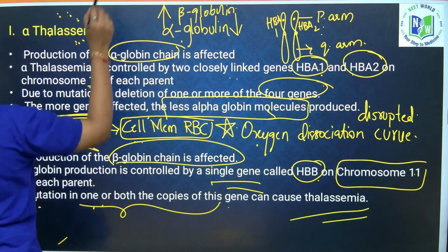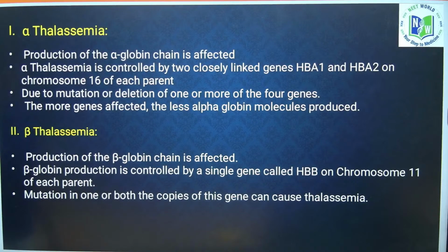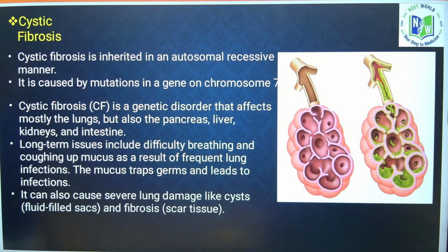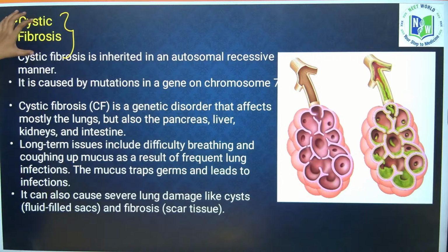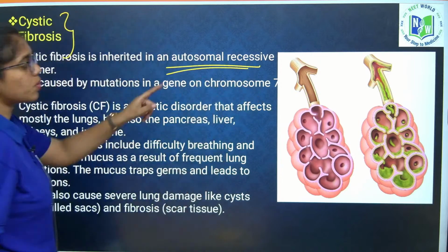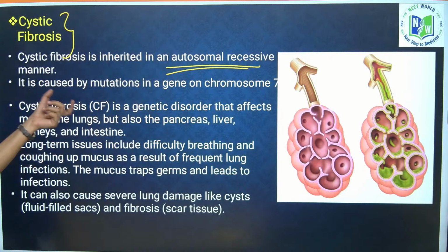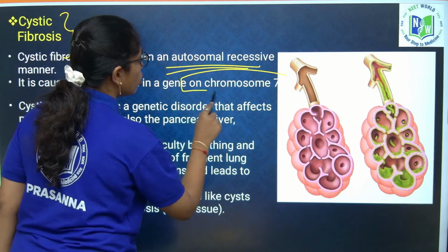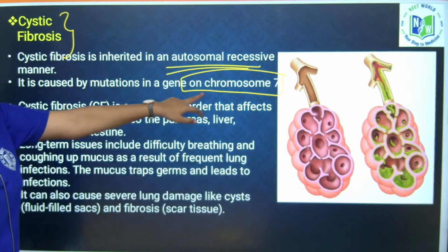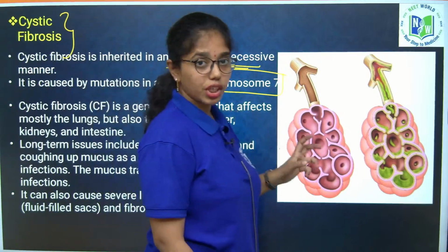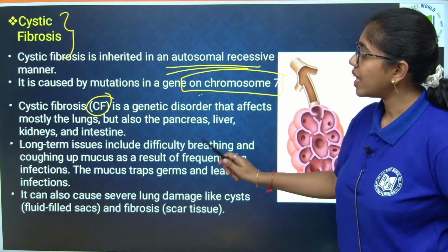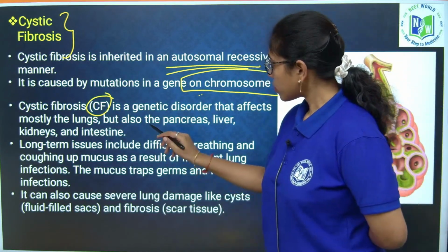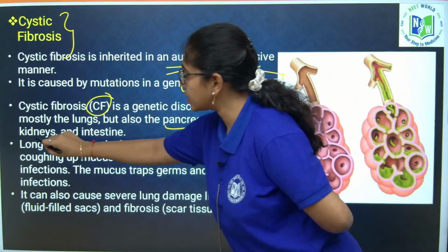Next, the last autosomal recessive disease, which is cystic fibrosis. Most of you might be remembering this disease as 65 roses, but remember it as an autosomal recessive disorder. It is caused by mutation of the gene on chromosome 7. You have to remember the chromosome number. Cystic fibrosis is a genetic disorder that affects mostly the lungs, and also the pancreas, liver, kidneys and intestine.